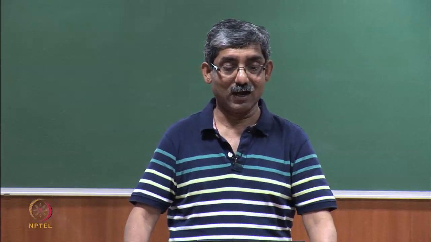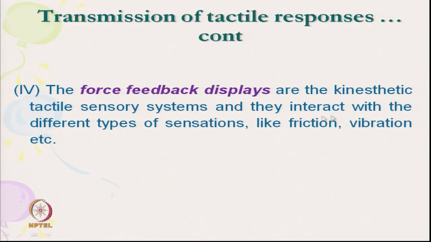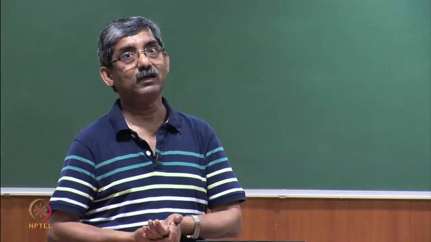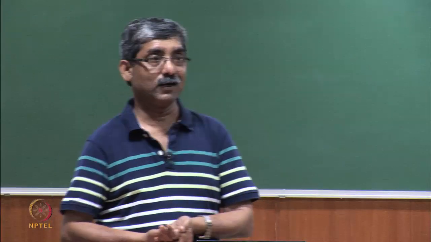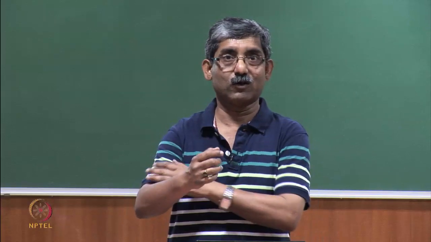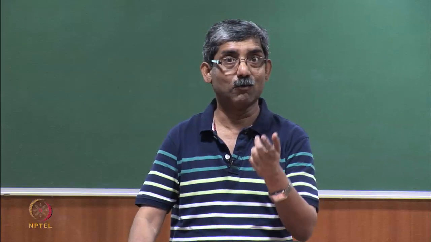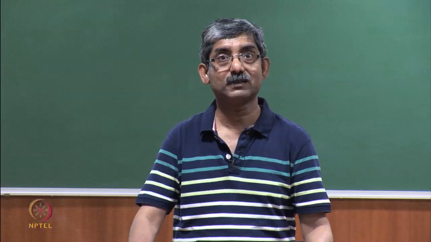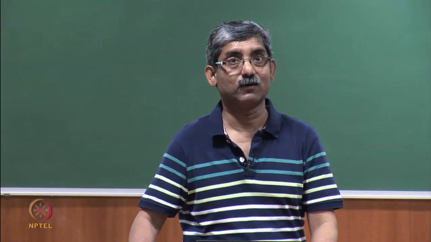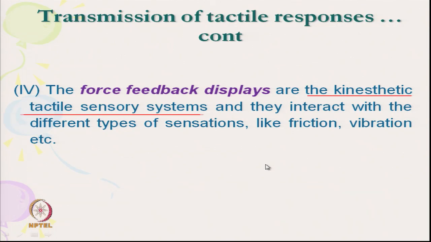And force feedback display, as we have discussed, is a kinesthetic type sensory system. They interact with different types of sensors like friction, vibration. So when something is moving, whatever sensation we get is called force feedback display. Like when we move, our cloth starts slipping from our body, there is some relative movement. So that gives this type of feedback display. It is a kinesthetic tactile sensory system, like friction, vibration.